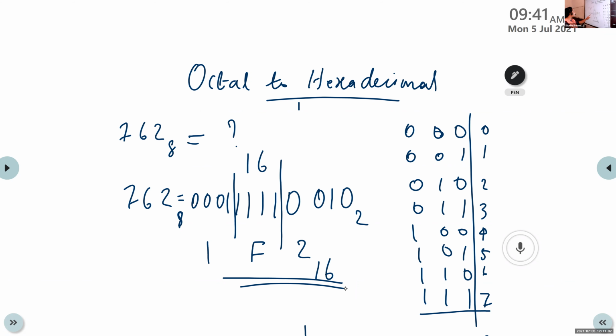So the values are: for 0001, the value is 1. For 1111, it is F. The last value is 0010, it is 2. So the final answer is 1F2. The answer of 762 to the base 8 is 1F2 to the base 16.